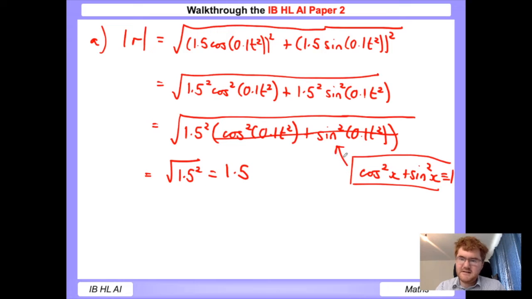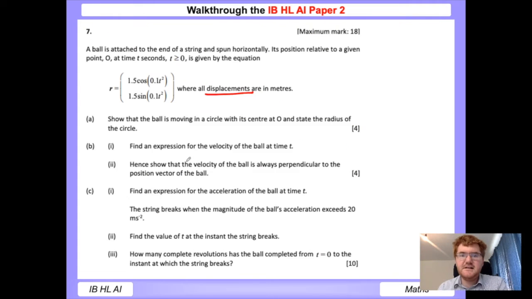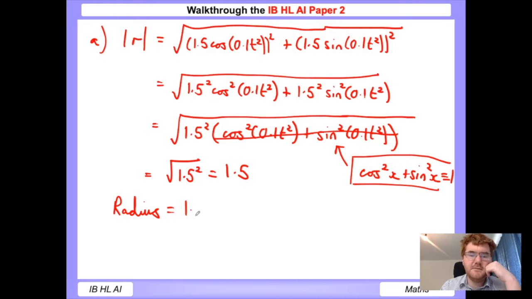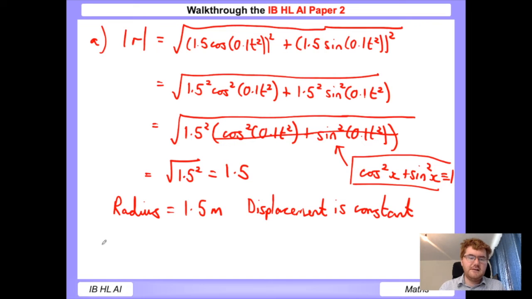Okay, so this links into here. So the radius, remember everything is in meters, as it says in the question. It's just going to be 1.5 meters, like so. Okay, so the displacement is constant. I think this is worth writing down. Notice there's no variable in our answer. Okay, all good. Let's move on.